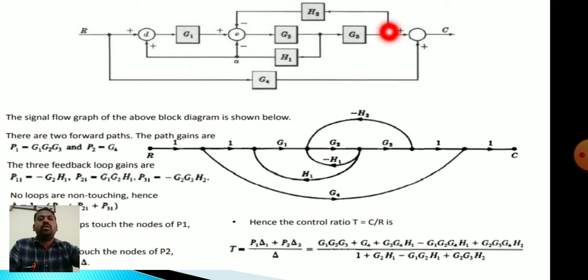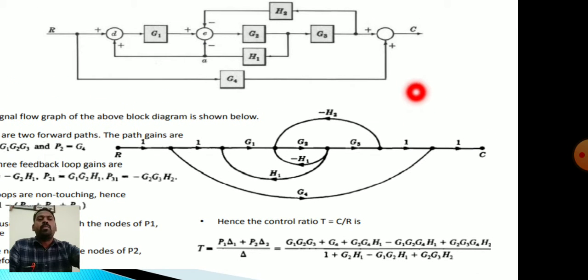And you see from here to once again this point, that is H2 with this sign. Again from this point to here, nothing is there, that is unit. Again from here to here, that is unit transmittance. Similarly from here to once again this point, H1 is there, with a minus sign. Again from here to here, this is plus, that is the same H1. Finally, this forward path, from this takeoff point directly to here, it is G4.